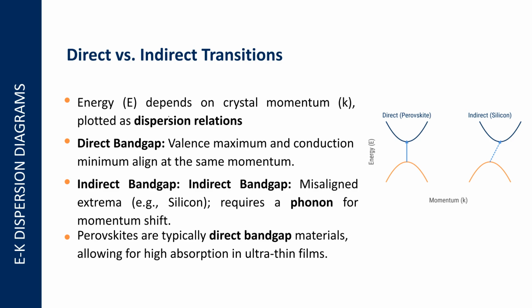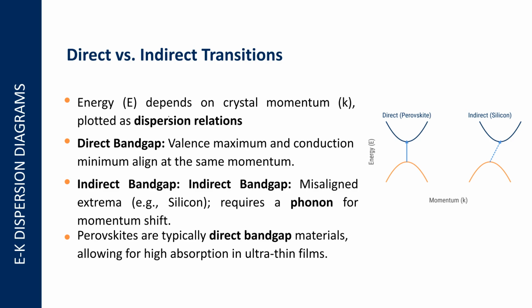When we plot energy against this wave vector, we get a dispersion diagram, often called an E-k diagram. Calculating these exact dispersion relations from first principles is precisely what computational materials scientists do when running density functional theory simulations, using advanced codes like Quantum ESPRESSO. By computationally mapping these band structures, we can accurately predict the optoelectronic behavior of new, unfabricated perovskite compositions before we even enter the lab. These diagrams reveal a crucial distinction: direct versus indirect bandgaps.